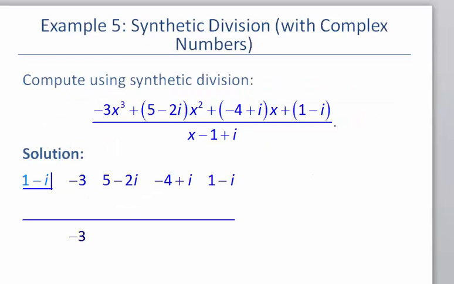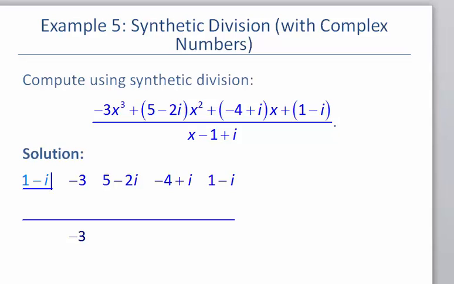All right, so let's look at one more example of synthetic division. This one is a little more difficult. We have negative 3x to the 3rd plus the quantity 5 minus 2i times x squared plus the quantity negative 4 plus i times x plus the quantity 1 minus i. And we're dividing that by x minus 1 plus i.